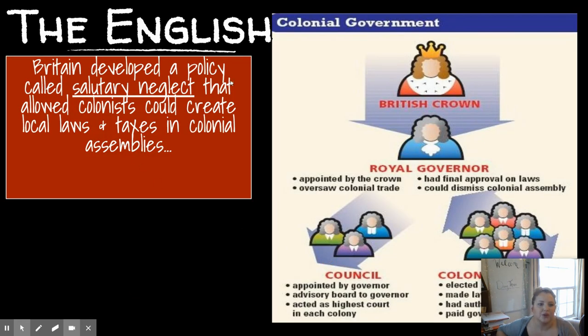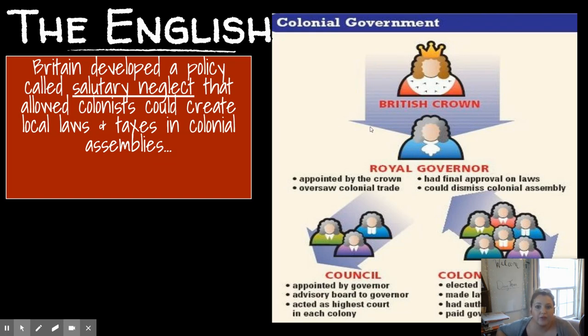Okay, so here's the thing. In the colonies, Britain developed a policy called salutary neglect. And basically what this meant is we don't want to pay to run your government. So we're going to let you go there. You're going to be controlled by us, but we're not going to pay money to run your government. So we're going to give you some freedom to decide how you want to rule yourself.